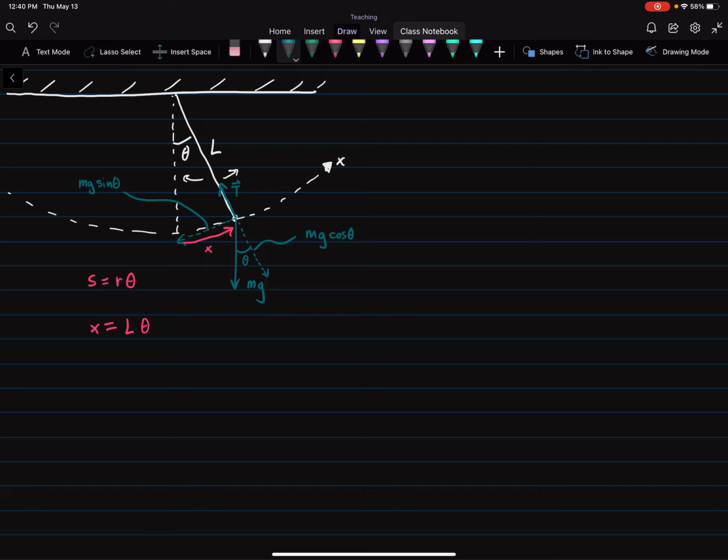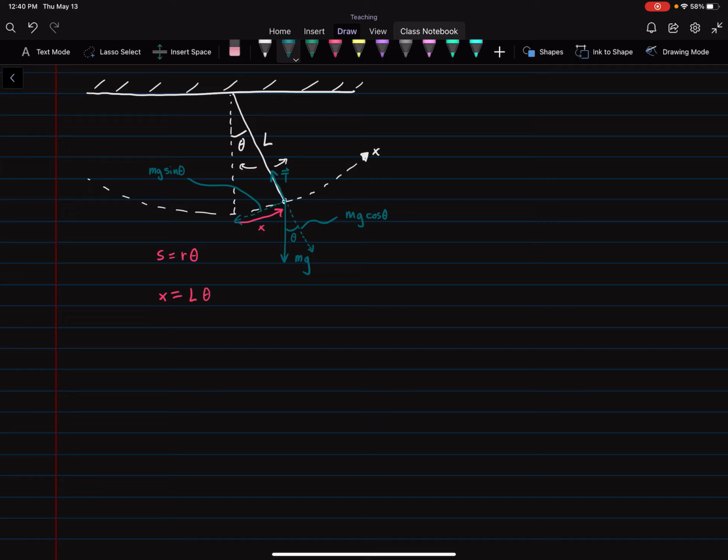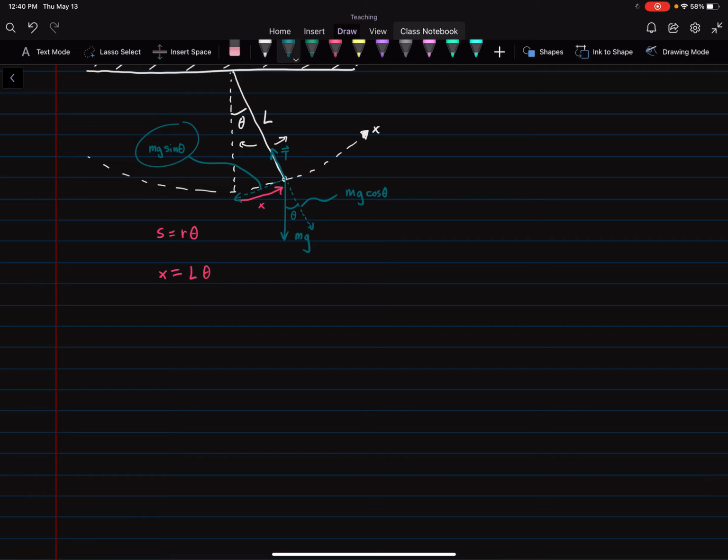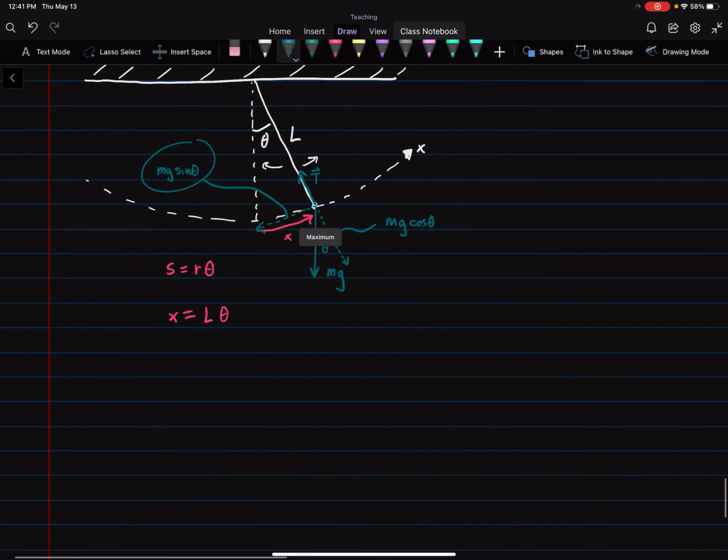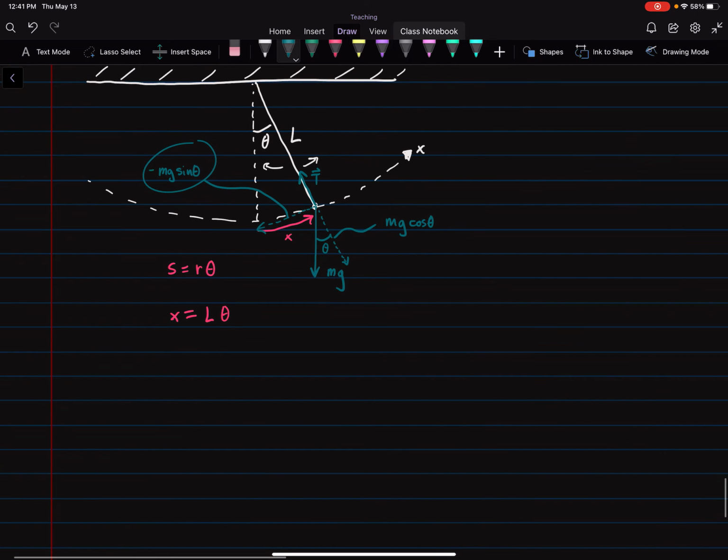And so, which one of those two is our restoring force? It's the one that's pulling it back towards its original midway position, right? So it's this guy here. And this would be a negative, right? Because it's pointing in the negative x direction. So our restoring force, F restoring, is equal to negative mg sine theta.